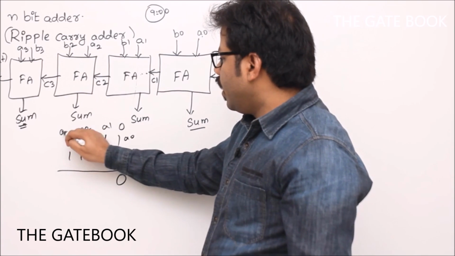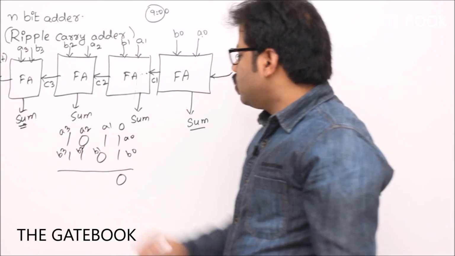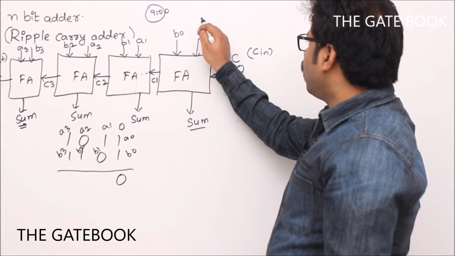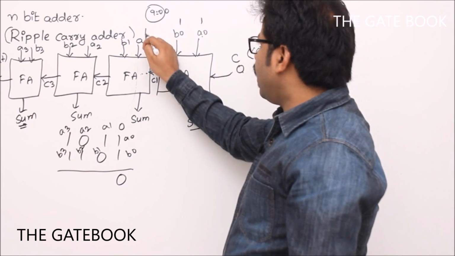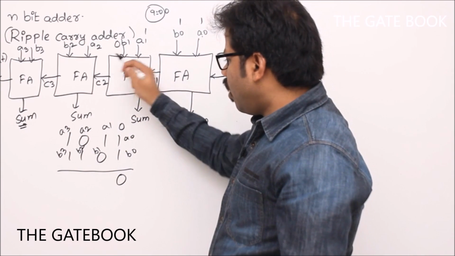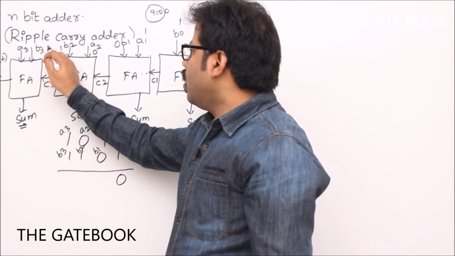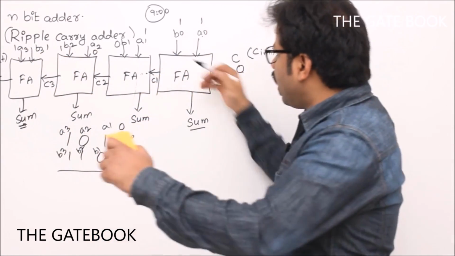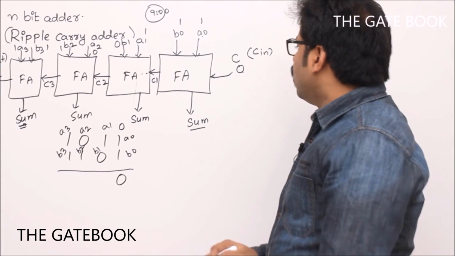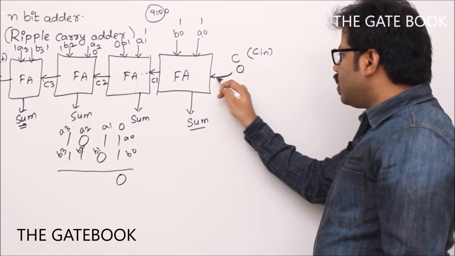I will tell you. A3, B3. So A0, B0 are 1, 1. A1, B1, we are connecting 1, 0. A2, B2, appropriately, 0 and 1. A3, B3, 1, 1. All these inputs are available at 9 o'clock. Just give them. Then after that, we will be giving 0 here.